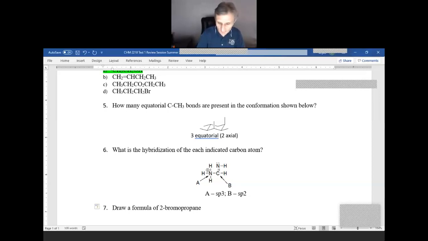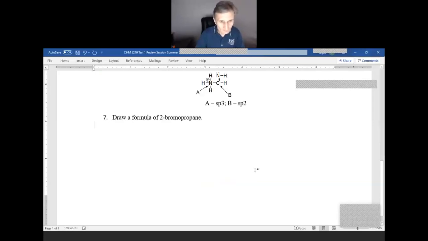To draw a formula of 2-bromopropane. So how are you going to draw it? It's going to be CH3, CHBr, CH3. So don't do any superscripts, anything else. That's it, that's the formula. 3 carbons, 1, 2, 3. On the second carbon there is bromine, and that's it.